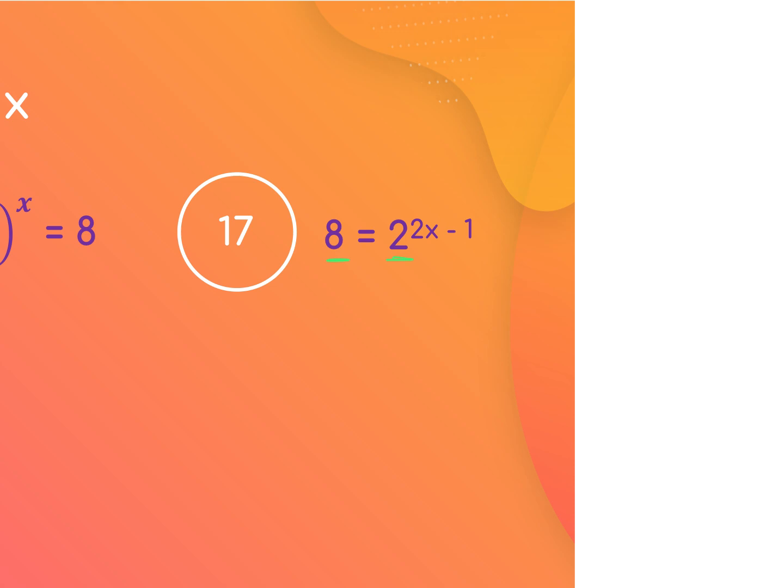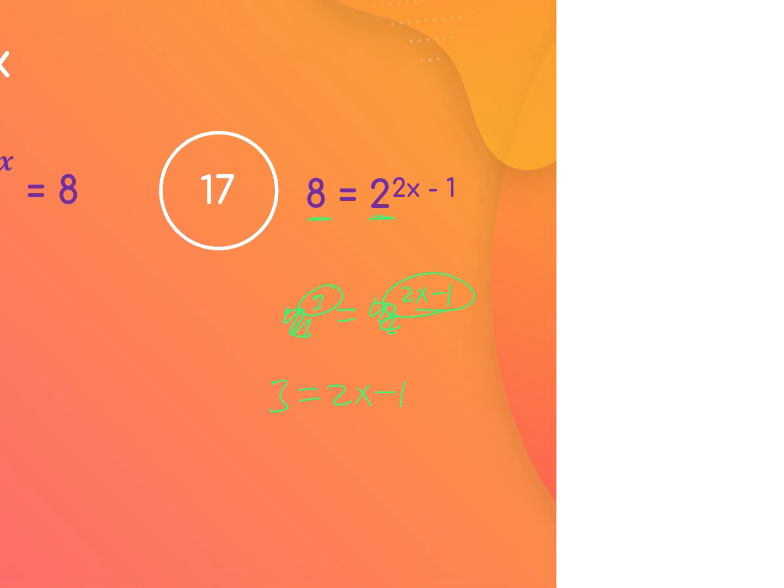So can you change 8 to have a base of 2? And the answer is yes, right? 8 can be written as 2 to the power of 3. So in this equation, I can rewrite it as 2 to the power of 3 equals 2 to the 2x minus 1. And now that they have the same base, you can cancel out the bases and set the exponents equal to each other. So I get 3 equals 2x minus 1.